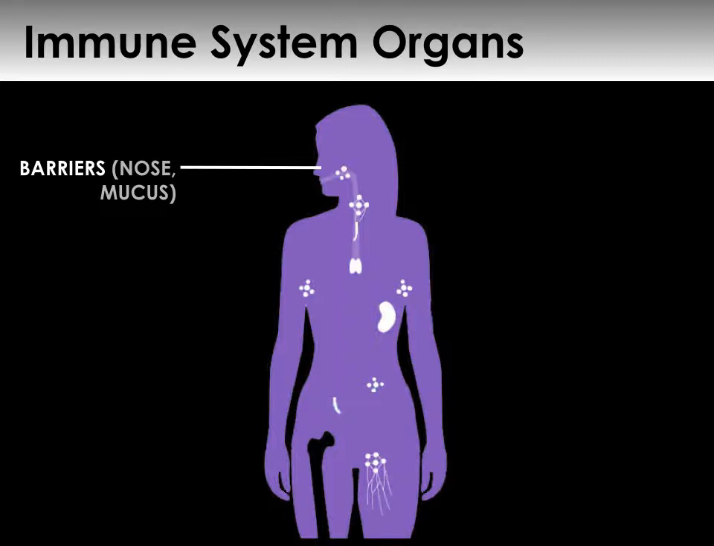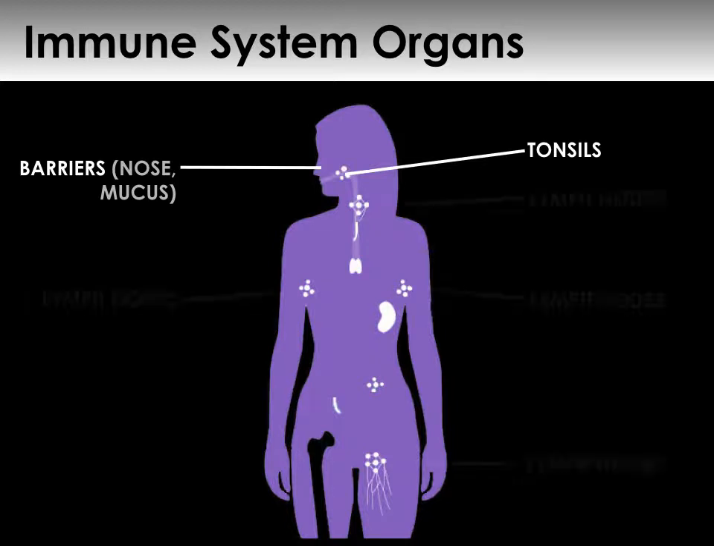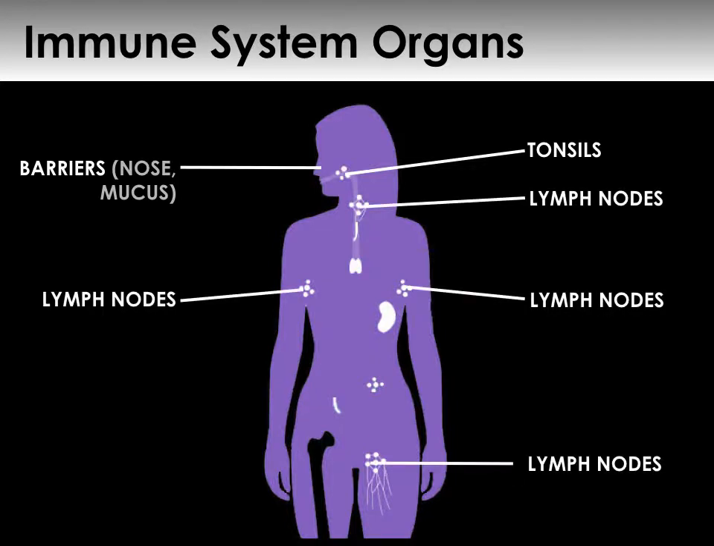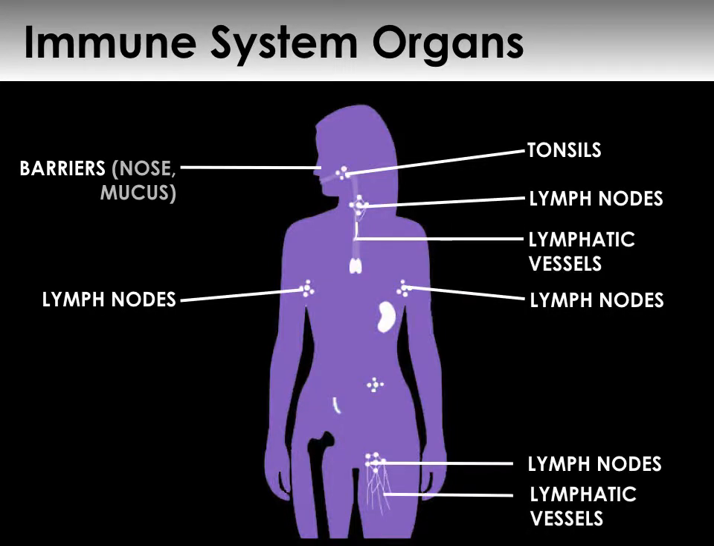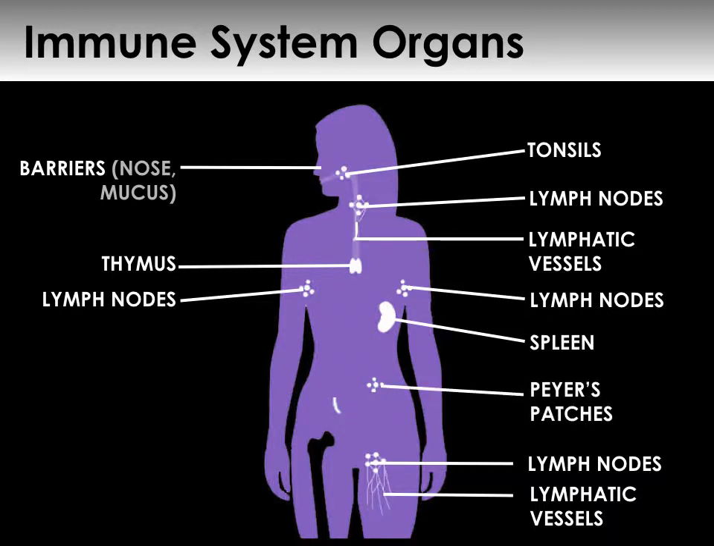You have barriers, including your nose and your mucus. You have tonsils, a series of lymph nodes spaced throughout the body, and lymphatic vessels also spaced throughout the body. The thymus, spleen, Peyer's patch, which is a small mass of lymphatic tissue that's found in the ileum of the small intestine, and that plays a role in monitoring intestinal bacteria. The appendix, and finally bone marrow.